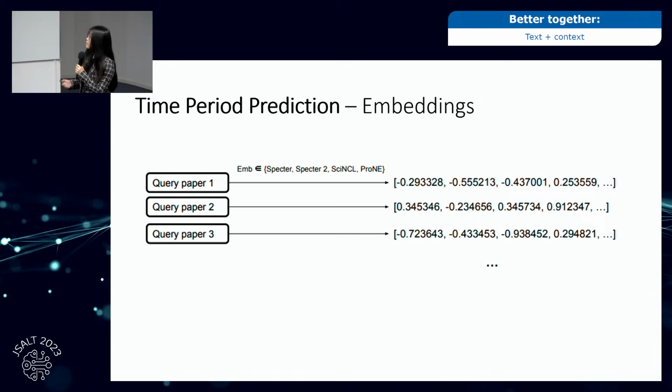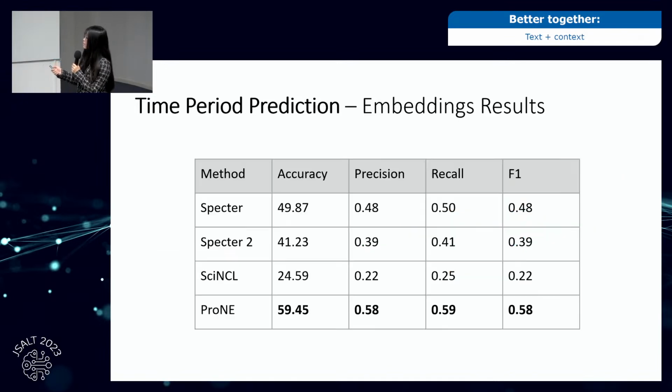And then next we considered embeddings. For each of the four embeddings we have access to, and for each query paper, we can calculate the vectors and then use those. Using the embeddings themselves, we get a lot better results. We get the best results for ProNE, followed by SPECTER and SPECTER 2, and then SciNCL with very low.